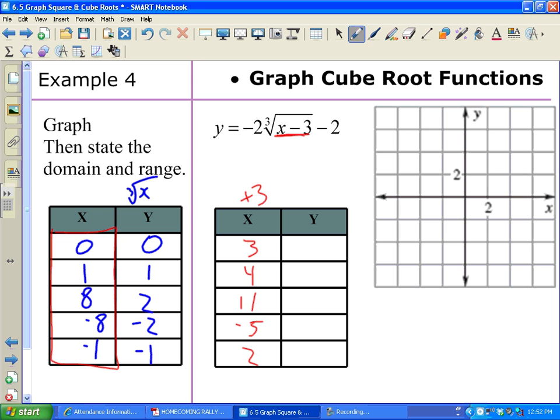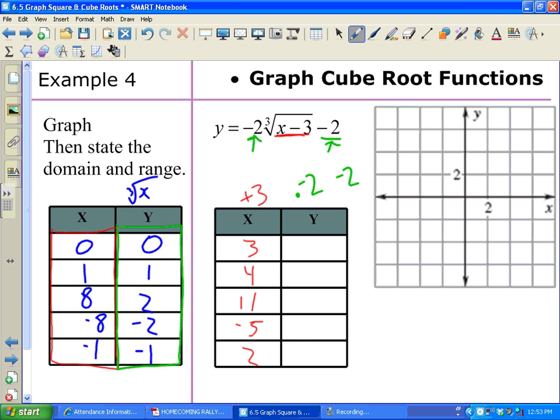Now I'm going to change my y's. So every y will change. I've got multiple changes on my y's. I've got to change by a multiple of 2, because again, that says negative 2 times the cube root. And then I have a change of negative 2. So this time my y's are going to change by a lot. I'm going to multiply by negative 2. And then I'm going to subtract 2.